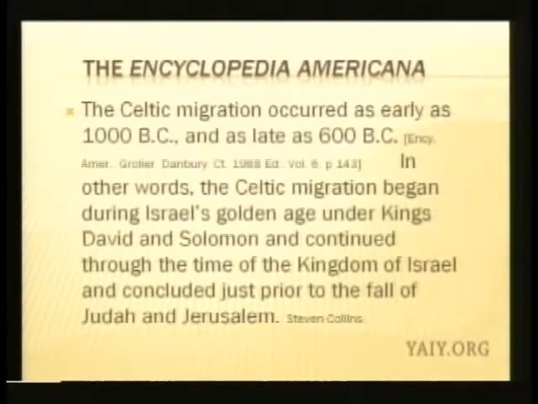The Americana states that these Celtic migrations occurred as early as 1000 BC and as late as 600 BC. In other words, the Celtic migration began during Israel's golden age under Kings David and Solomon and continued through the time at which the kingdom of Israel fell. Judah and Jerusalem were taken captive.